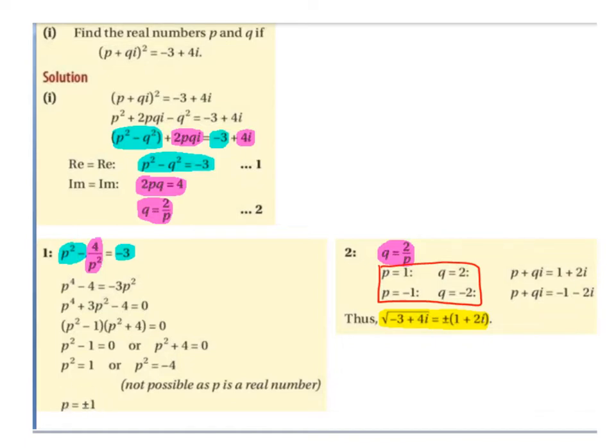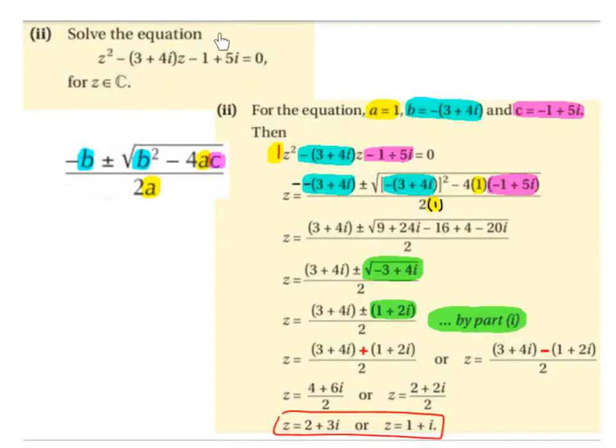Now we need to find our q values. So we take one of the equations, preferably the simpler one. So we're going to take q equals 2 over p. We're going to sub in p value of 1. So 2 divided by 1 is going to be 2. So p + qi is going to be 1 + 2i. Then we take the second p value -1. So we get 2 divided by -1, which is -2. So p + qi is -1 - 2i. Thus, the square root of -3 + 4i is equal to plus or minus (1 + 2i).